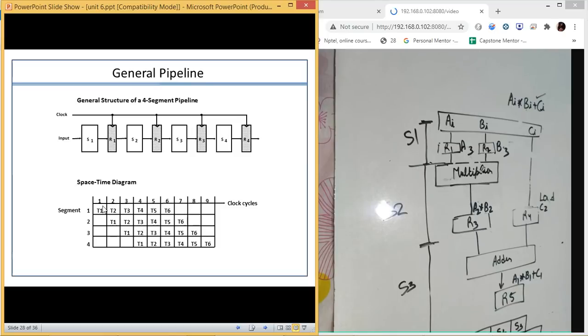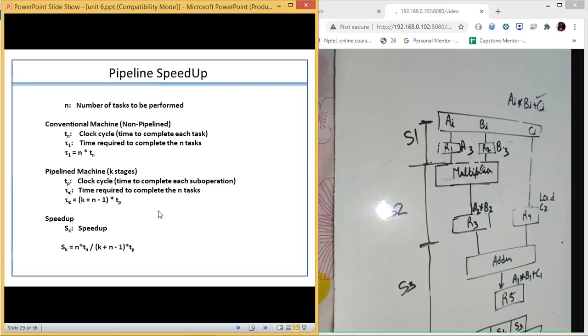So in the first go, T1 will be executed. In the second, T1, T2 and then T1, T3, T4. You can see that there is nothing the same. If T4 is there, no other row or column will have the T4 value. If T5 is here, no other column is going to have the T5 value. So this is what we have in a general pipeline.